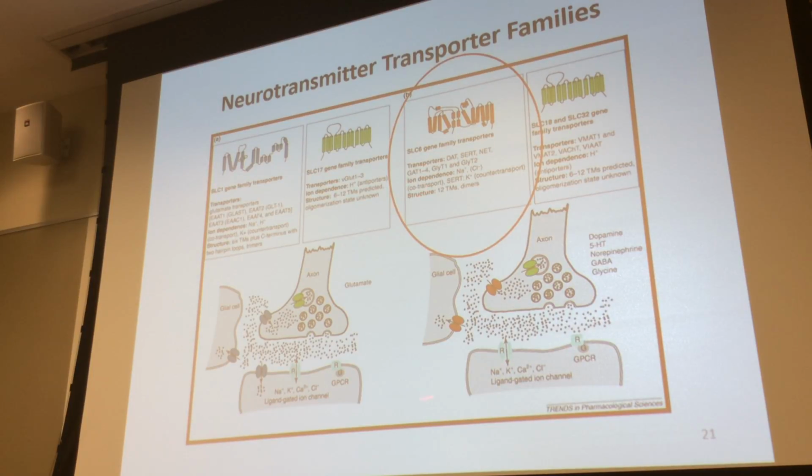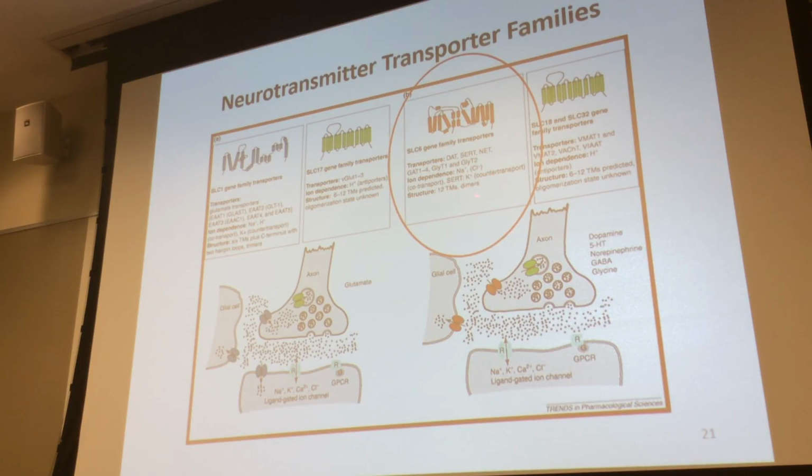Here are the details of each family. For the SLC6 gene family, there is the dopamine transporter, serotonin transporter, norepinephrine transporter, GABA transporter, and glycine transporters GlyT1 and GlyT2. The ions required for this class are sodium and chloride. And there are 12 transmembrane domain proteins.